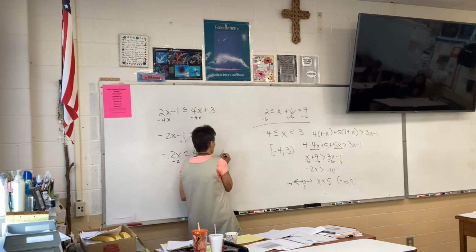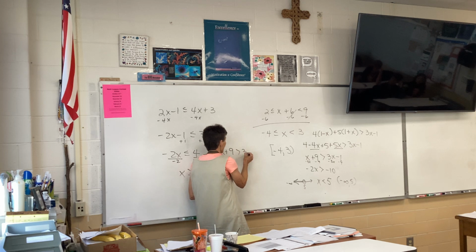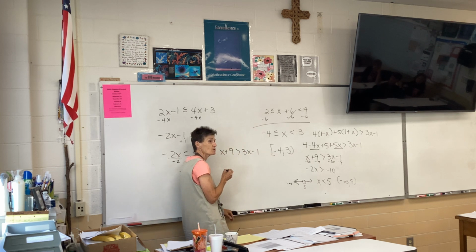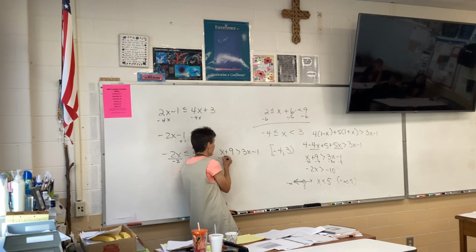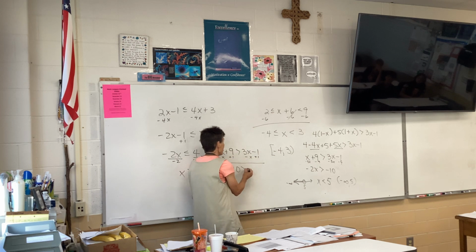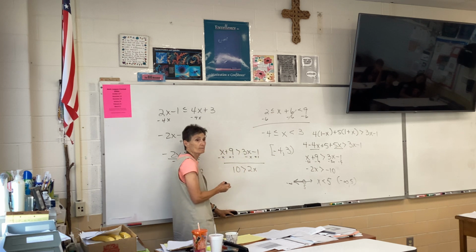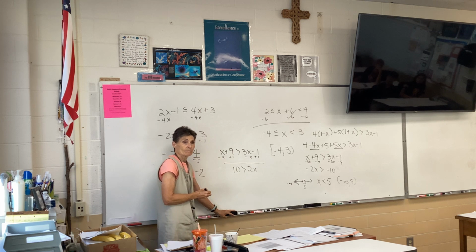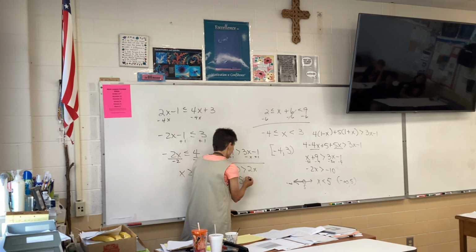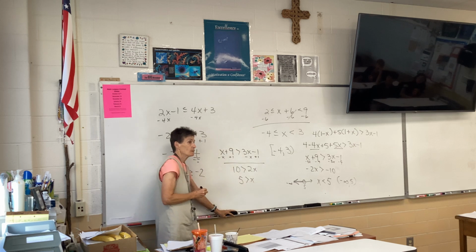Now, Eli said, and we need to talk about this, because I don't want anybody to be confused. Eli said, you know what, Ms. Ward, I really don't want to mess around with negative numbers. So I'm going to bring the 3x over here. I'm going to bring the x over here. And bring the 1 over here. So he has 10 greater than 2x. And then when he divides, he has this.